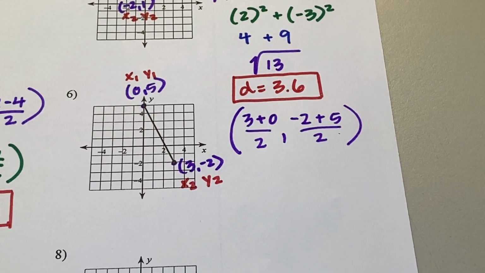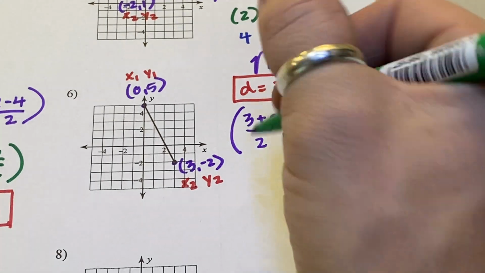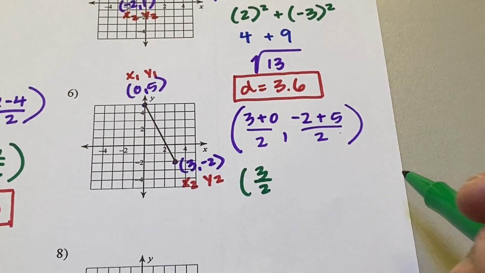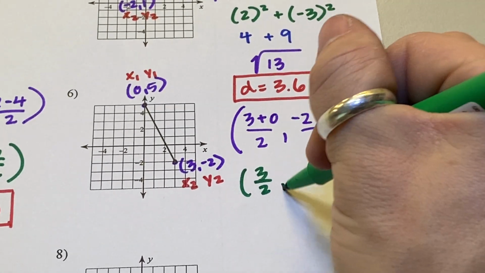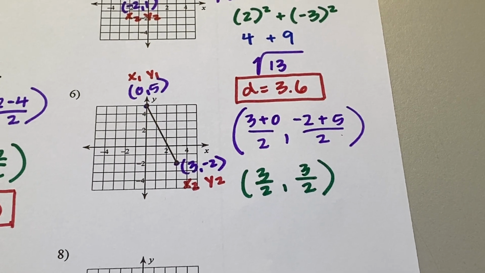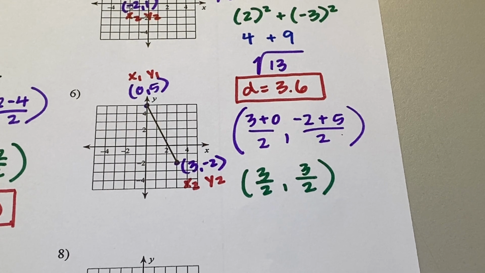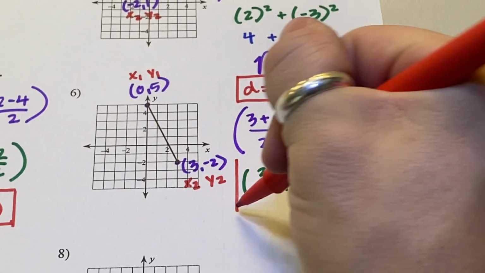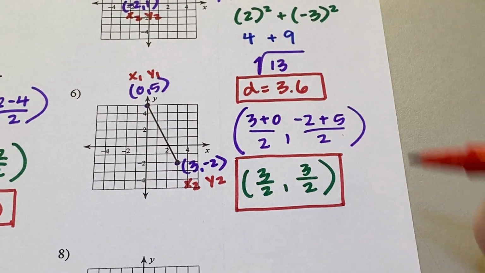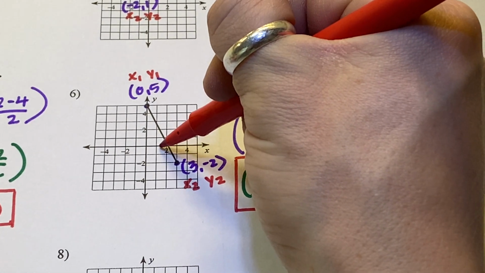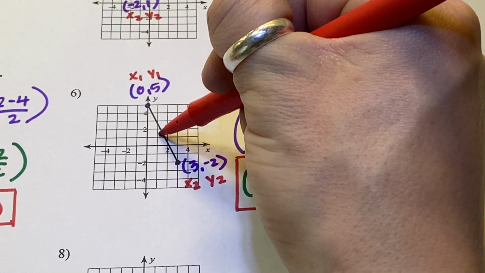Okay, somebody help me out here. 3 plus 0, 3. 3 divided by 2. -2 plus 5. 3, divided by 2. Now tell me, you guys, 3 halves. Can I reduce that any smaller? No. So guess what? We're okay with just leaving it as 3 halves, comma, 3 halves. Okay, which is 1.5, 1.5.